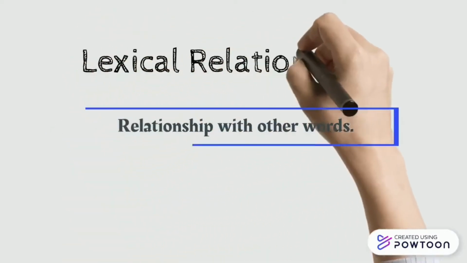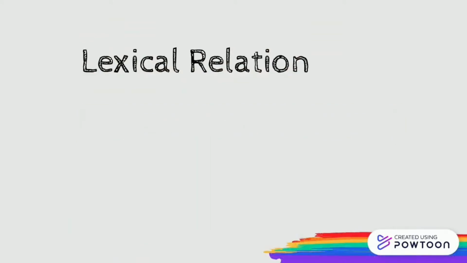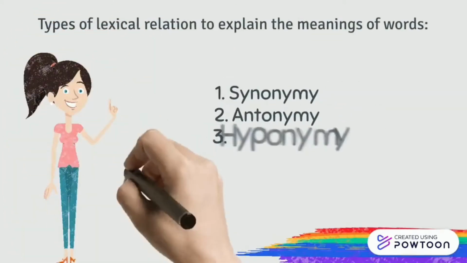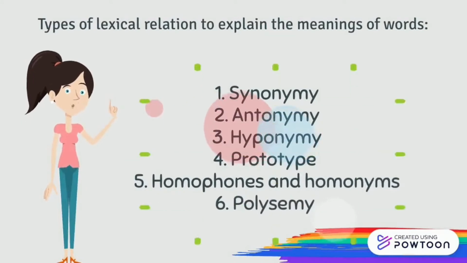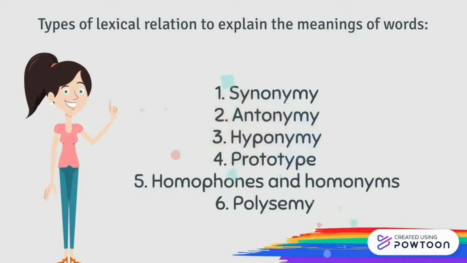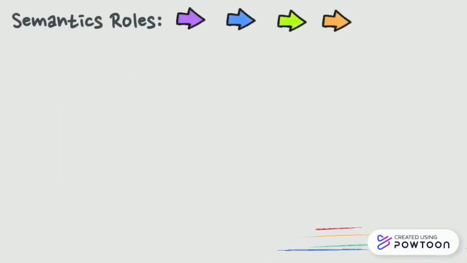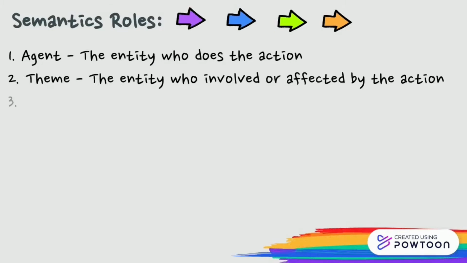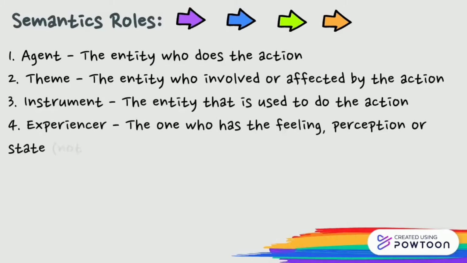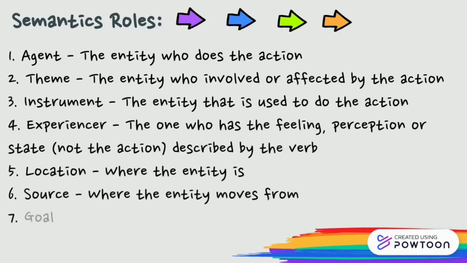Lexical relation is the relationship with other words. There are a few types of lexical relation we can use to explain the meanings of words: synonymy, antonymy, hyponymy, prototype, homophones and homonyms, and polysemy. Semantic roles mean words that are described according to the roles they fulfill within the situation described in a sentence. There are seven types of semantic roles, which are agent, theme, instrument, experiencer, location, source, and goal.